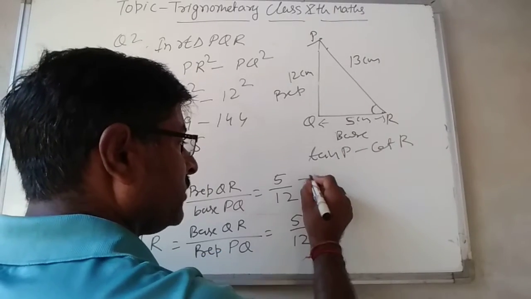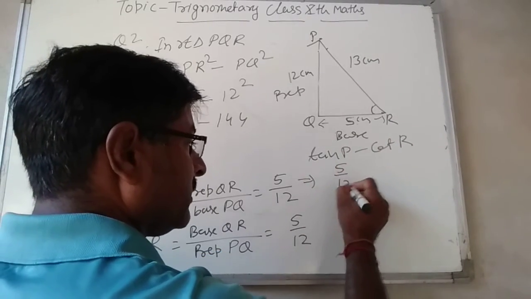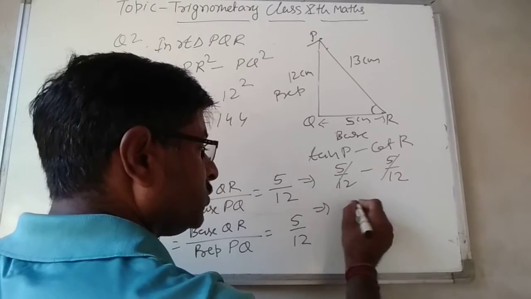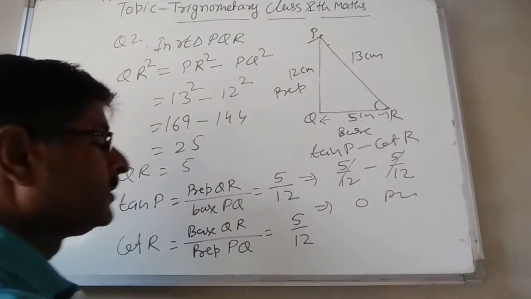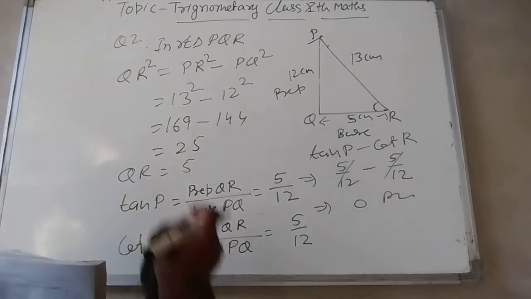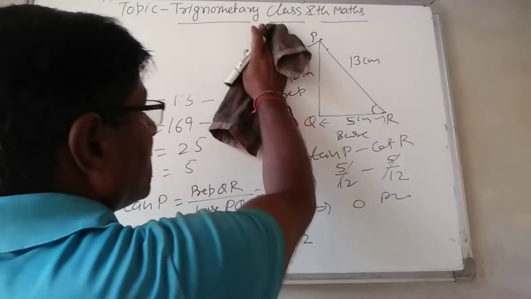Now it is asking to find tan P minus cot R. So you can put the value of tan P, this is 5 upon 12. This is also 5 upon 12. It can be cancelled. Get 0 as the answer. Now the second type. Question number 3.